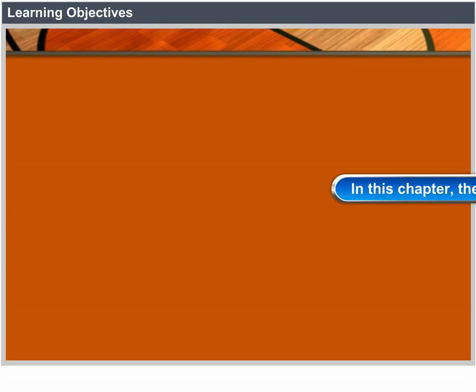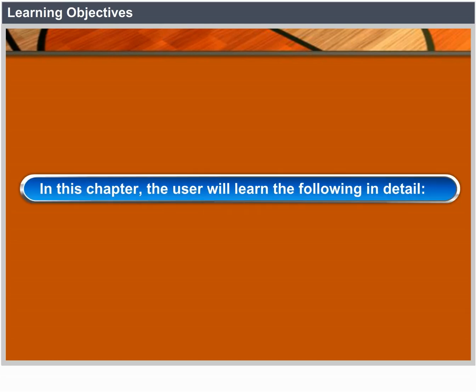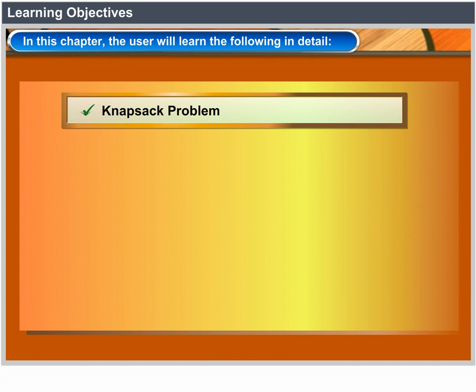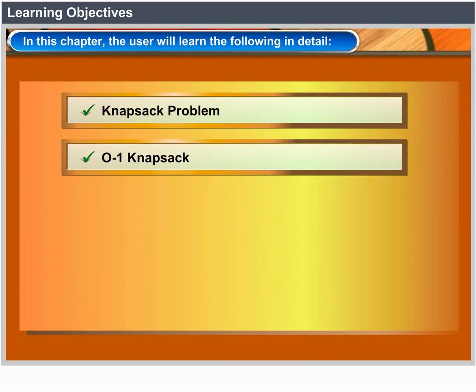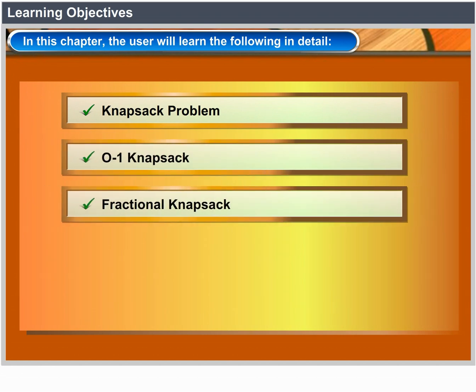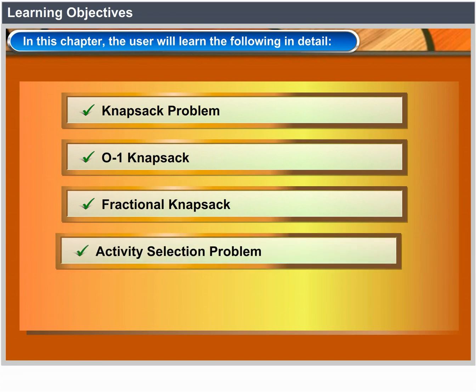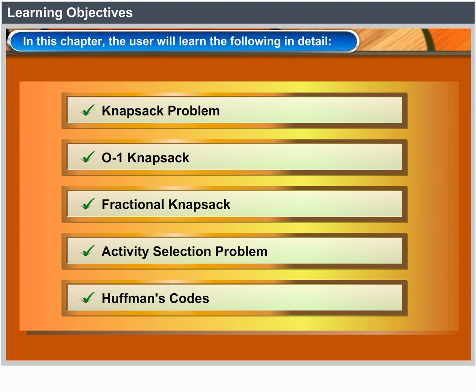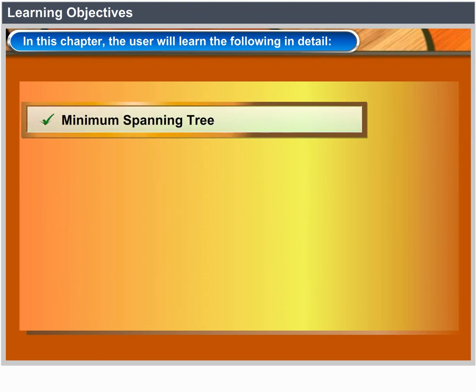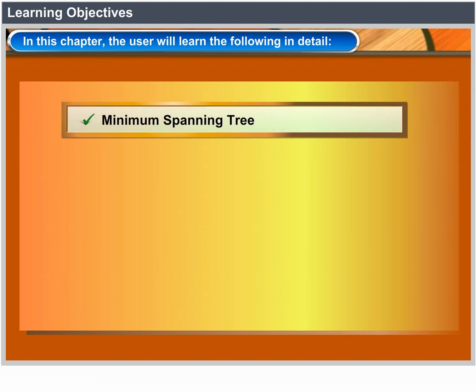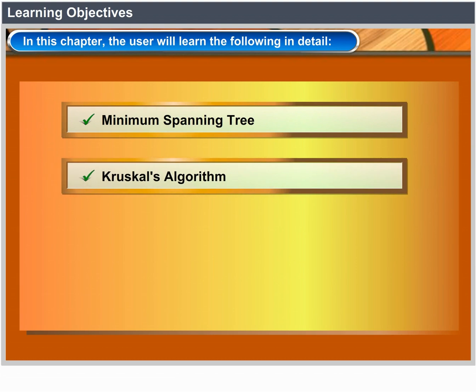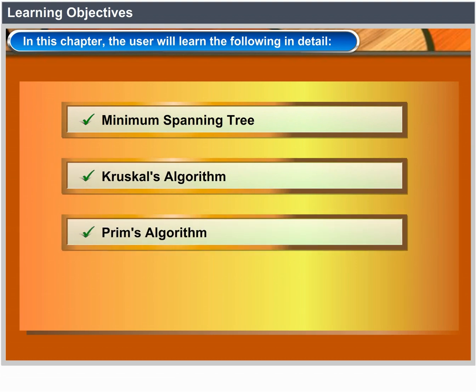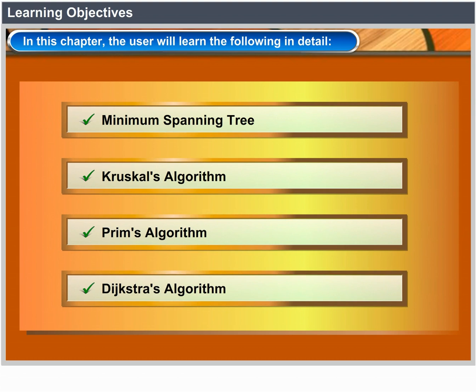Learning objectives. In this chapter, the user will learn the following in detail. Knapsack problem, 0/1 knapsack, fractional knapsack, activity selection problem, Huffman's codes, minimum spanning tree, Kruskal's algorithm, Prim's algorithm, Dijkstra's algorithm.